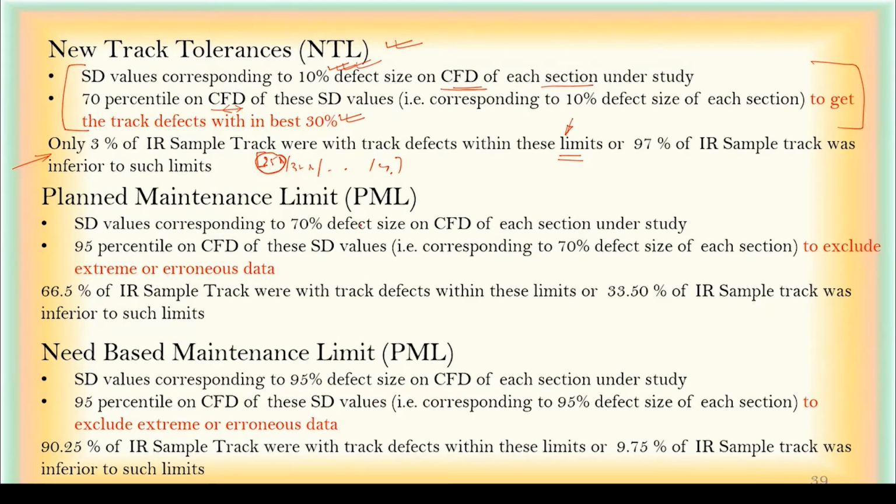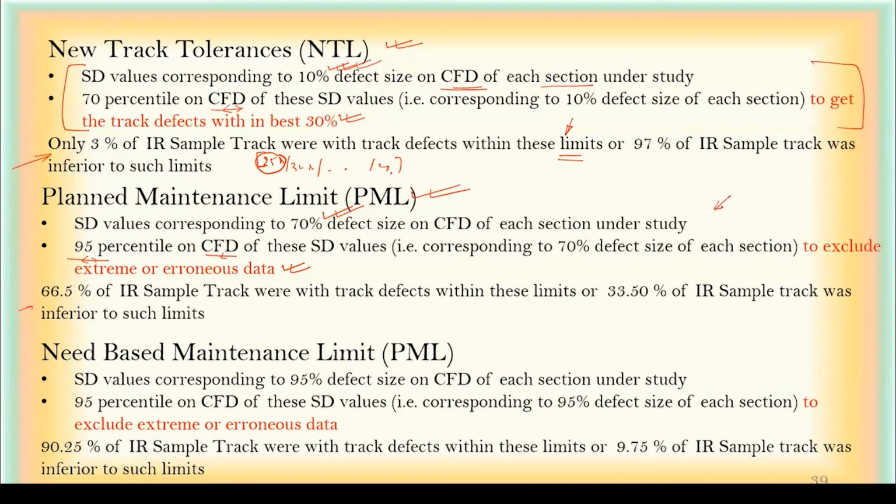For planned maintenance limit, as I told you, 70% defect size was there. And then those 70% defect size for each section was again plotted on CFD, and then 5% data was left to exclude extreme or erroneous data. So this gave us logic, or this gave us base to lay down the tolerance of planned maintenance limit. And now roughly we can say that 66.5% of Indian railway track were with such defects.